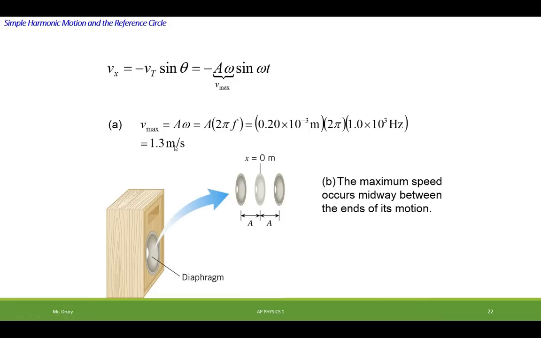And the maximum speed has to occur midway between the ends of motion. Think of it logically. The whole time it's on this side, it's being accelerated back this way. The whole time it's on this side, it's being accelerated back this way. So where does it reach maximum speed? Right in the middle. Okay? That's it.